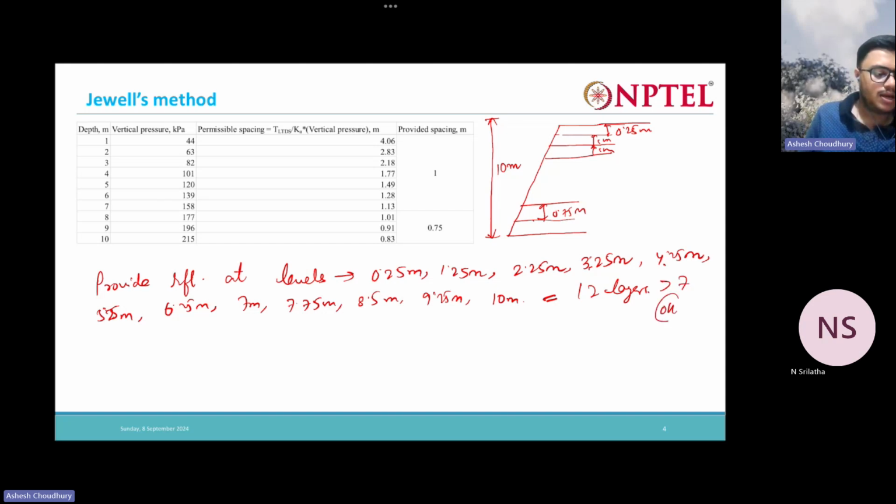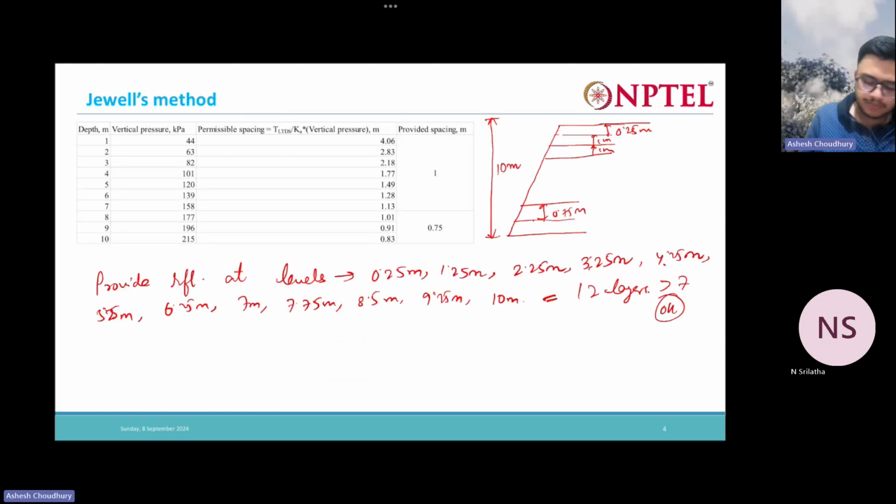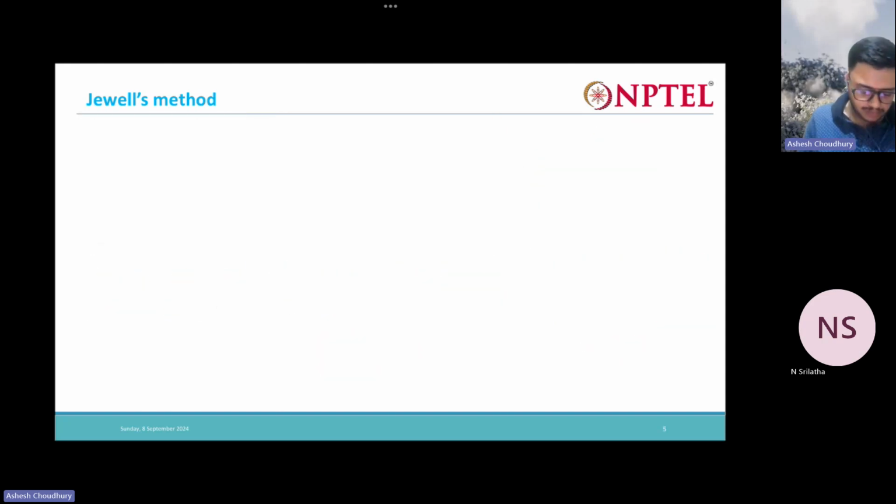Okay. All right, now what is the reinforcement length that we are providing? That is nothing but this, 4.64 meter. Now obviously this 4.64 meter we got from the design chart, right? So obviously this is going to satisfy the sliding criteria, but still just as a check we will just recalculate it, just see if it's really satisfying the sliding criteria or not.